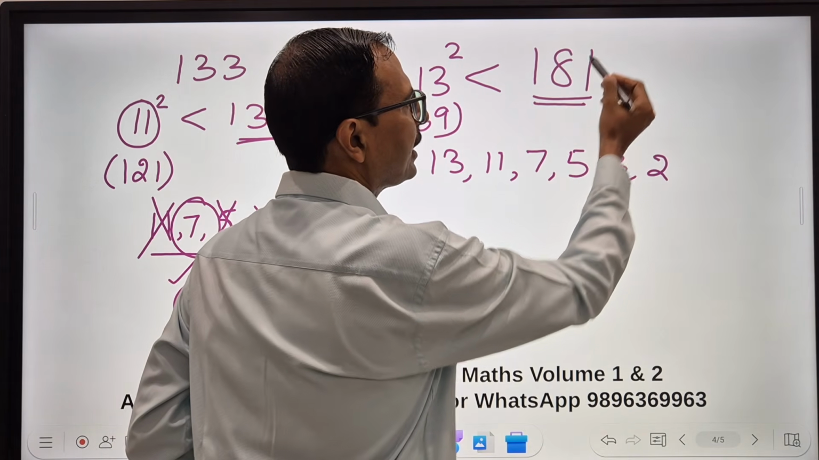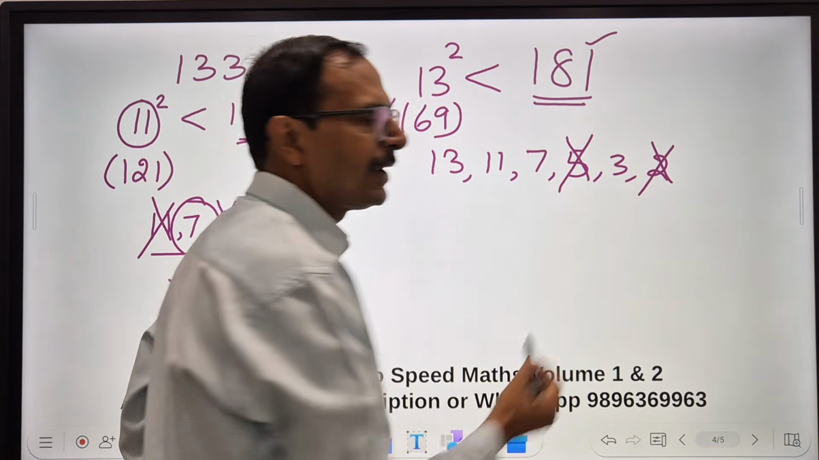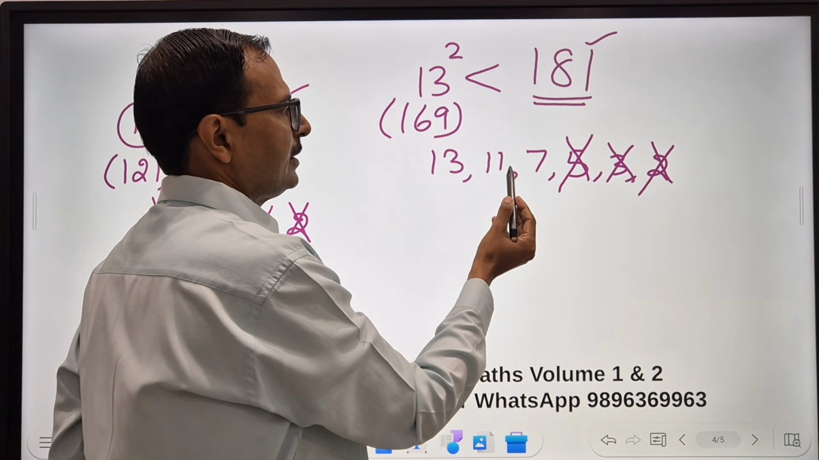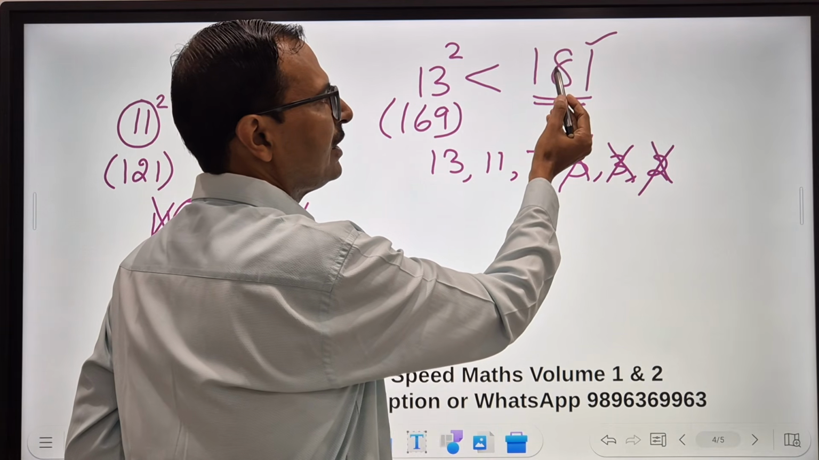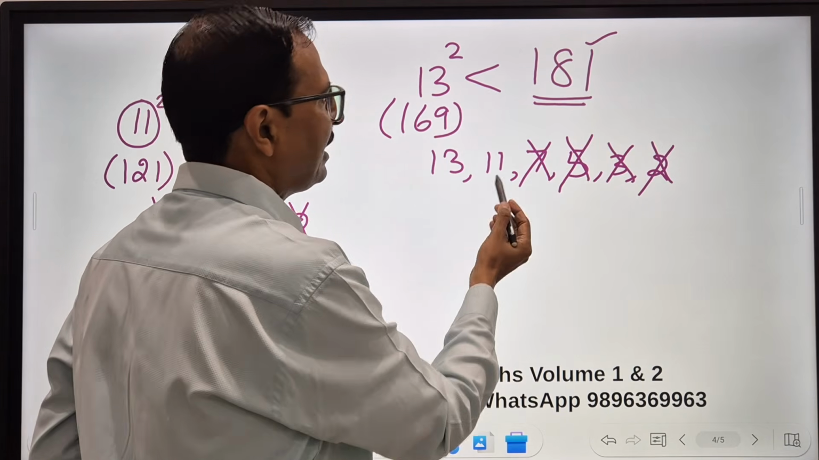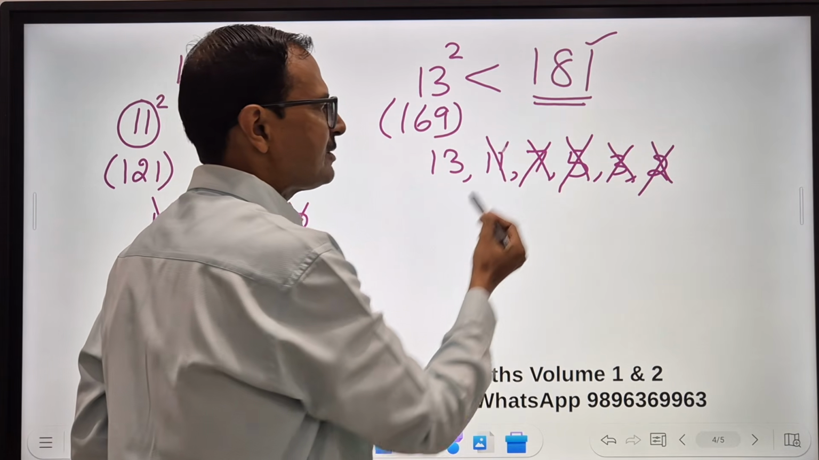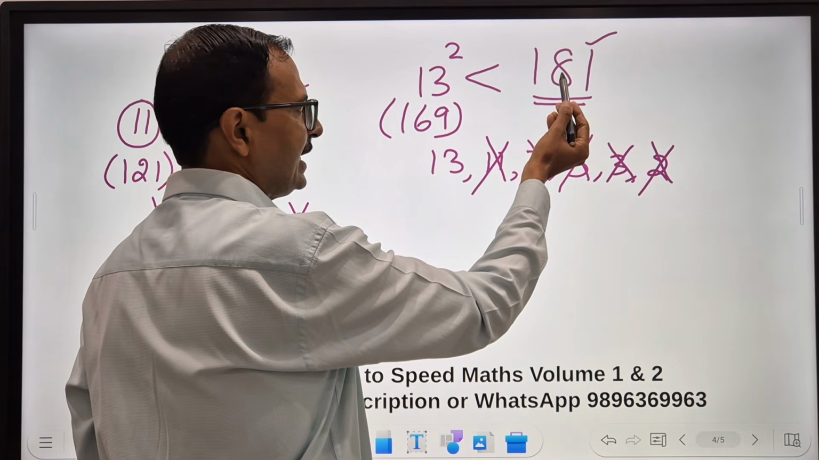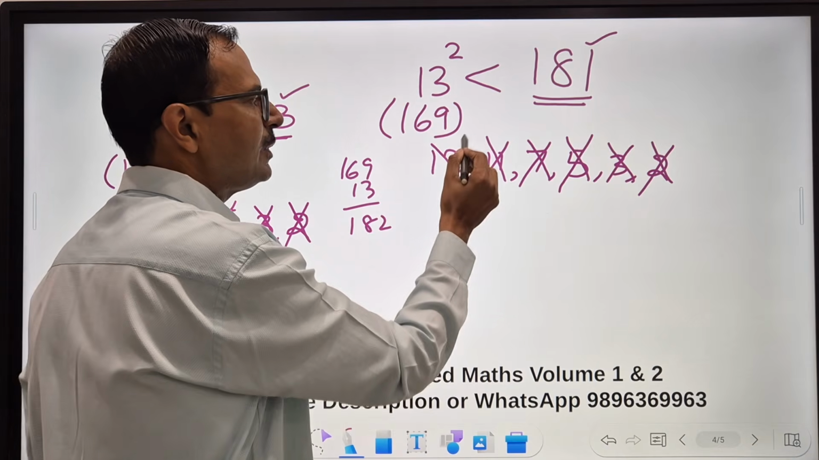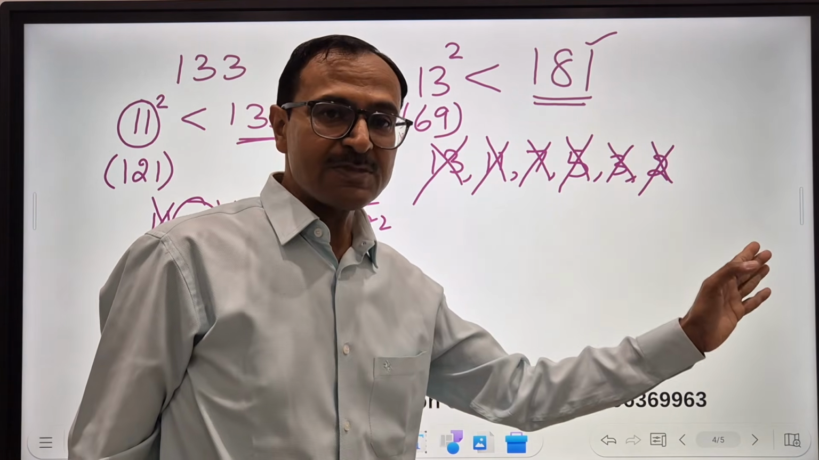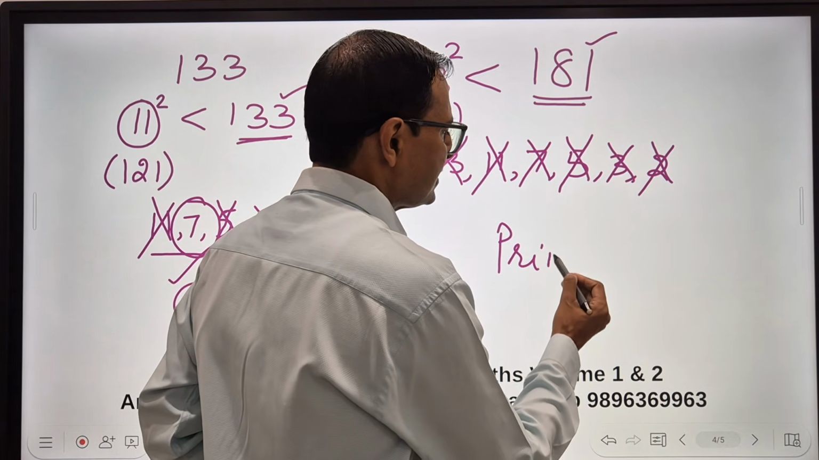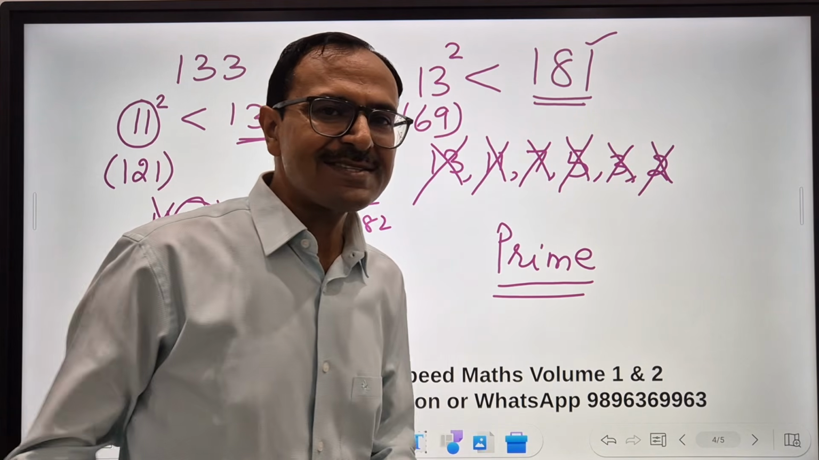Now 181 is an odd number ending in 1. So 2 and 5 are ruled out. And then 1 plus 8 plus 1 is 10. So 3 is ruled out. How about 7? 7 twos are 14. 18 minus 14 is 4, 41. So 7 does not divide 181. 11 ones are 11. So 71 is not divisible. 13 square is 169. And 169 plus 13 is 182. So not divisible. And so all of these primes below 13 do not divide 181, and therefore 181 is a prime number. See friends, this is how we get smarter.